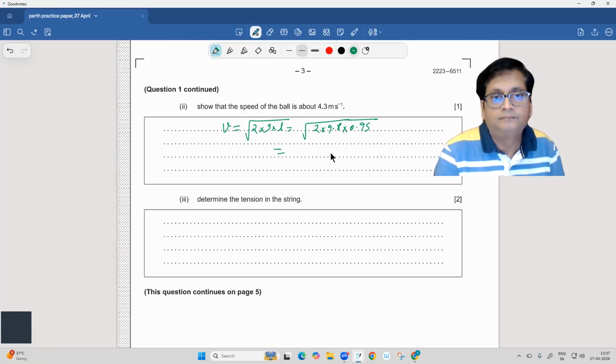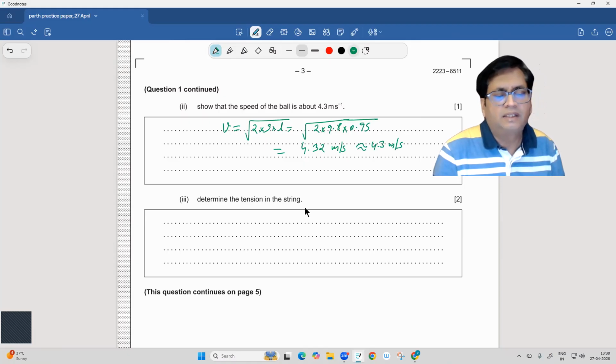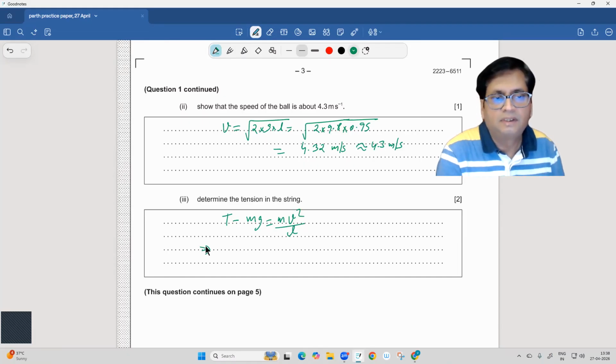So it's coming to 4.32 meter per second, which is approximately equal to 4.3 meter per second. Tension in the string, that also we solved. T minus mg is equal to mv square by L. Make sense? So T is equal to mg plus mv square by L, which is like m into g plus v square by L.